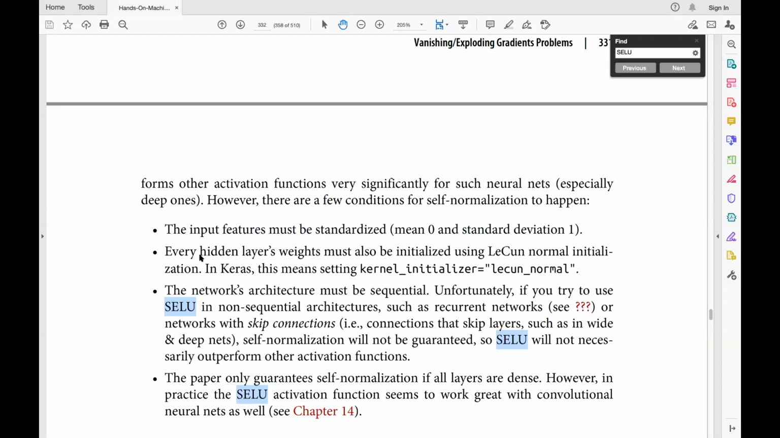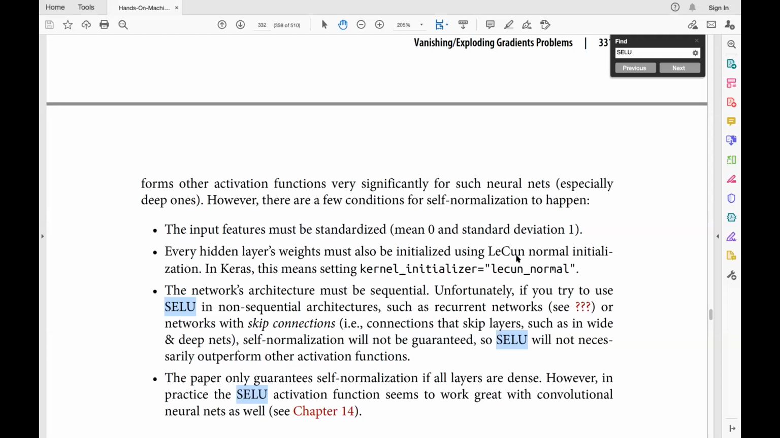If every hidden layer is using LeCun normal initialization, we initialize every single layer with the same initialization scheme. But the point is LeCun normal initialization is different to He initialization. Yeah, that's correct. And He initialization seems to be more popular.